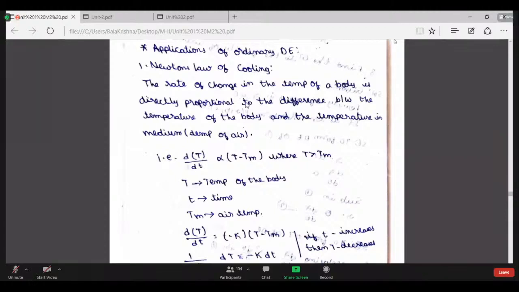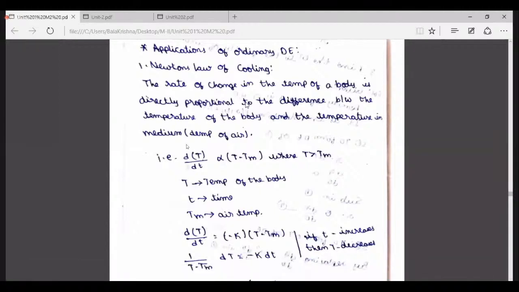So when you change that proportionality into equal to, we'll have a proportionality constant k. Basically we'll be going with minus k here, because as the time increases, temperature decreases, so therefore we'll be going with minus k. If suppose as time increases, temperature is also increasing, we'll be going with plus k. So depending upon the situation, but in this situation, as time increases, temperature decreases, so we'll consider that proportionality constant as minus k. So it will be dT by dt is equal to minus k into (T minus Tm).